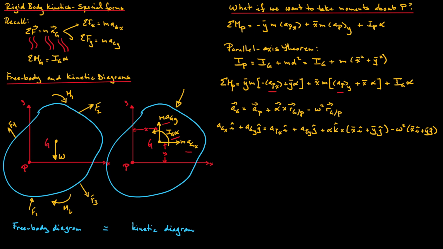So if we carry out the cross product and equate the i and j components, we're going to have AGx is equal to APx minus y bar alpha minus x bar omega squared. And in the y direction, we're going to have AGy is equal to APy plus x bar alpha minus y bar omega squared.